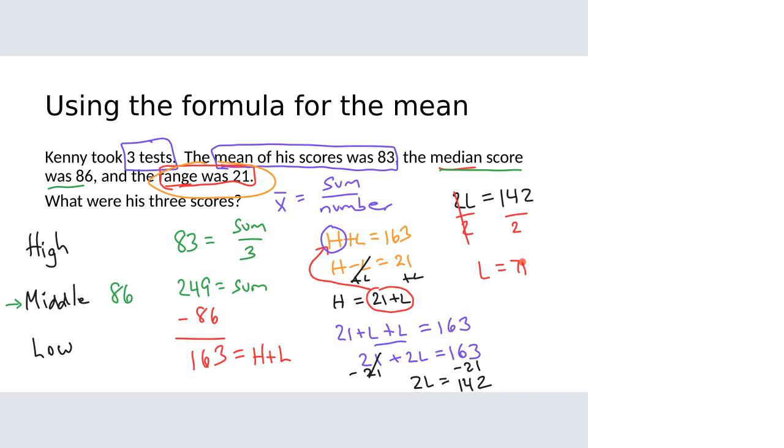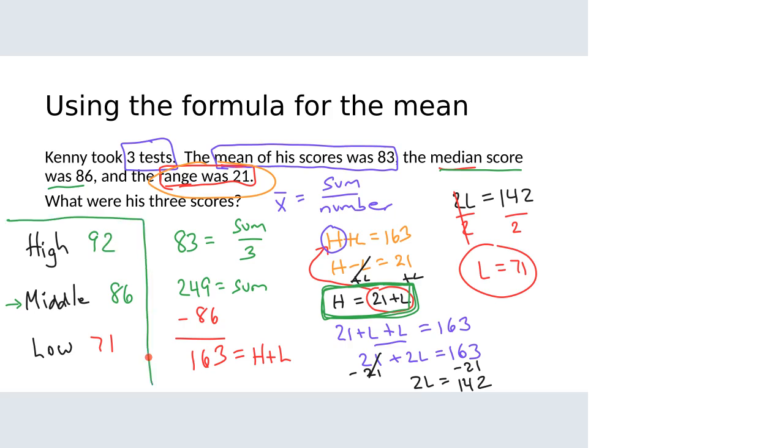Very good, Nicole. Now I know what the low score is. Low score is 71. How am I going to find out what the high one is? Excellent, Nicole. Very good. Well, I found out over here just a couple minutes ago that the high one is 21 plus the lower. Once I know the low one is 71, all I need to do is add 21 to that. And so I'll do 71 plus 21, and the high is 92.